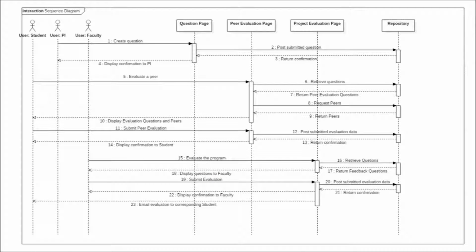We're now going to go over the peer evaluations sequence diagram. First, we have the student who accesses the peer evaluation page. The peer evaluation page retrieves the questions and returns the questions. Then it requests the peers and returns the peers as well. That way, we have the form filled out with most of the information we need. After that, it is displayed to the student, which then will fill out and submit the peer evaluation. The evaluation will be posted, the confirmation will be returned, and then if it was successful, it will display the confirmation to the student.